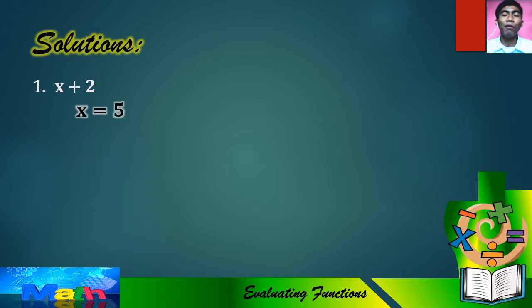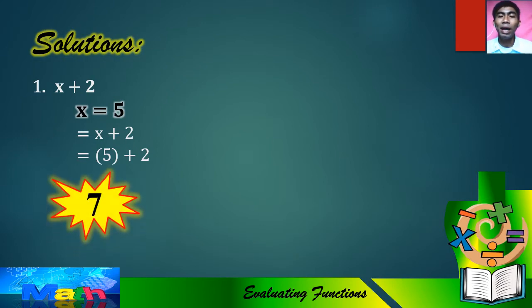Let's evaluate our first expression, x plus 2 at x equals 5. To evaluate the given expression, all you have to do is to copy the expression x plus 2 and substitute the value of x, which is 5. So we have 5 plus 2. And the sum of 5 and 2 is 7.